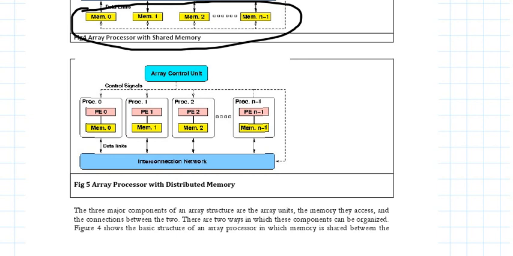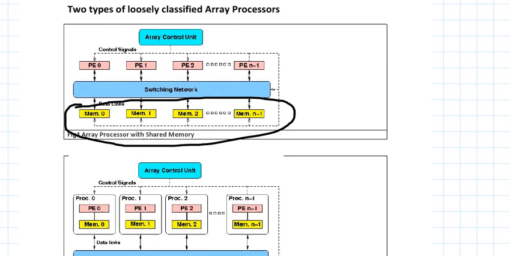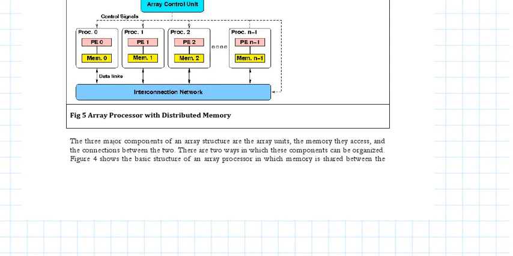So, I hope you have got an idea of these two differently classified structures of array processors. Now, just look at the statements. The three major components of an array structure are array units or processing element units, the memory they access, and the connection between the two.